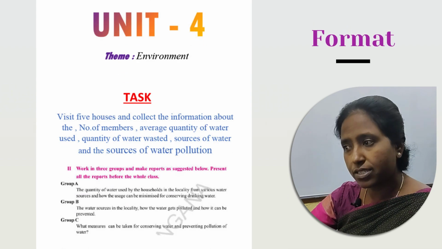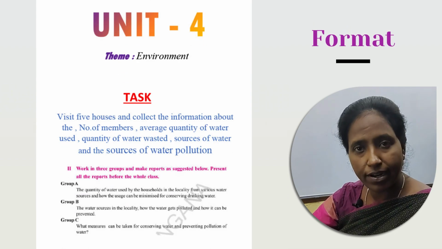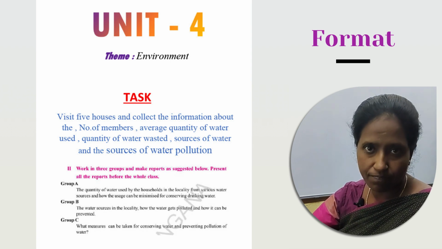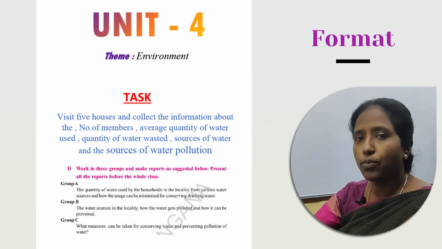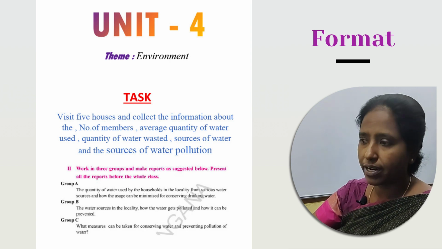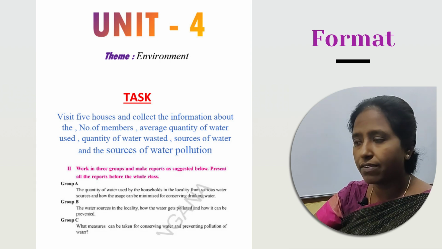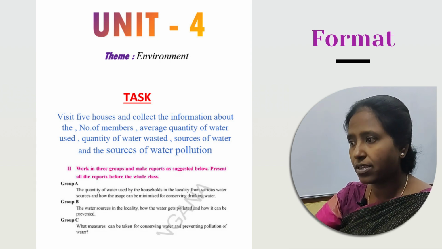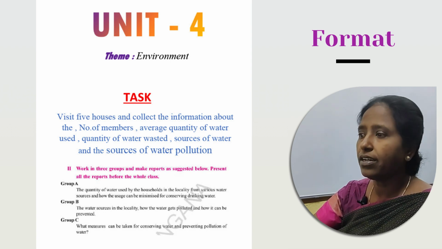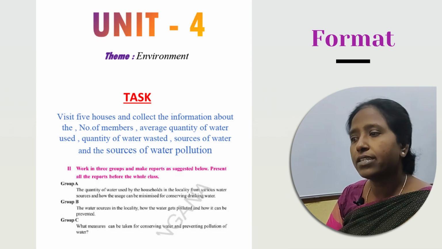So here is the format for how to make the project work. Firstly, you will write Unit 4, then the theme. The theme of this project work is environment. The theme of the entire unit you have to write. Okay, the task is: visit 5 houses and collect information about the number of members, average quantity of water used, quantity of water wasted, and the sources of water. All this you have to write as the task.